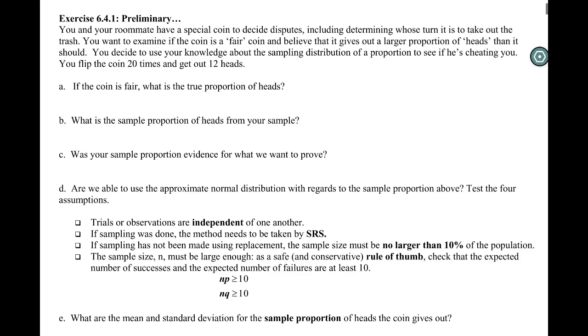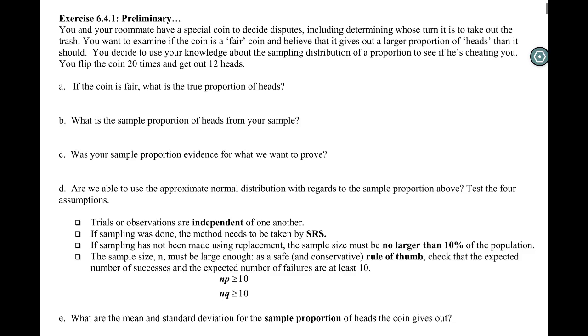So you want to examine if the coin is fair and believe it gives out a larger proportion of heads than it should. So you think this is not a fair coin. It seems like you are taking out the trash a lot more than your roommate. Seems to be coming up heads a lot. So you think there might be something funky going on with the coin.